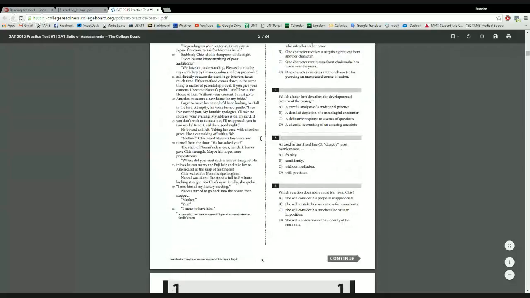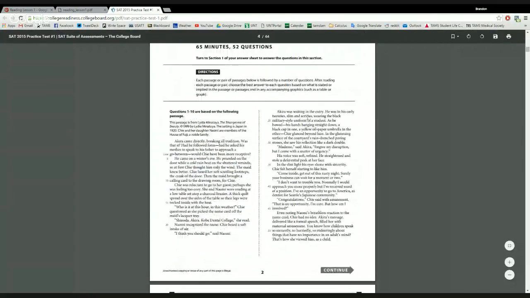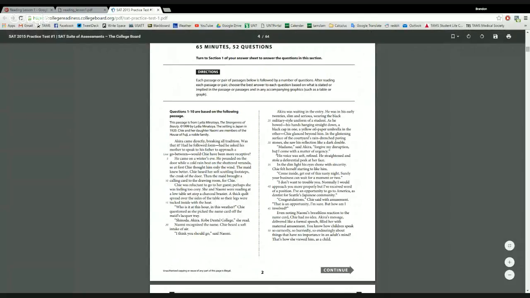As in line 1 and line 65, directly and most nearly means. So first of all, we can go and read: Akira came directly, breaking all tradition. Was that it? Had he followed form? Had he asked his mother to speak to his father, to approach a go-between? Would she have been more receptive? And also keep in mind, I didn't only read the first sentence, I read the whole paragraph, in fact, to gain the context of directly.